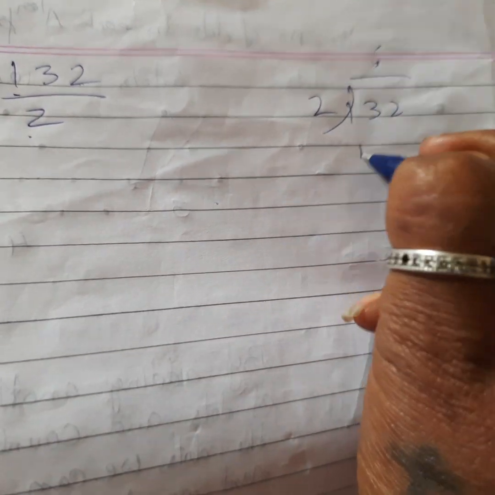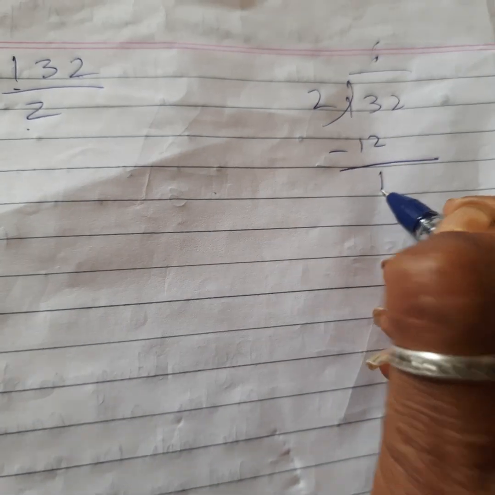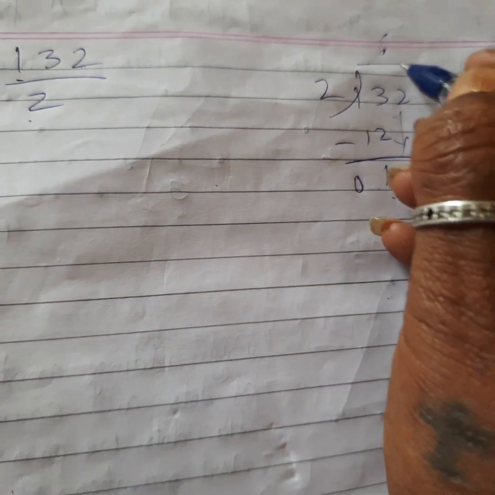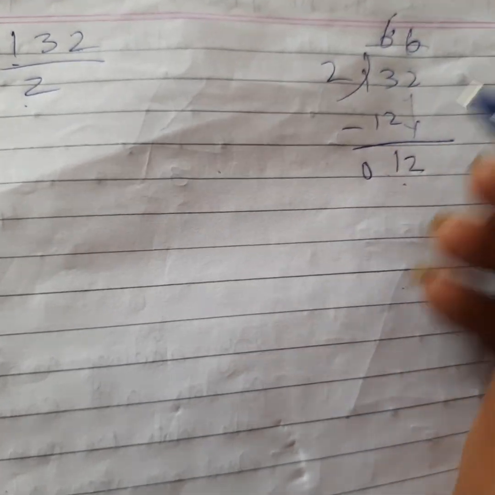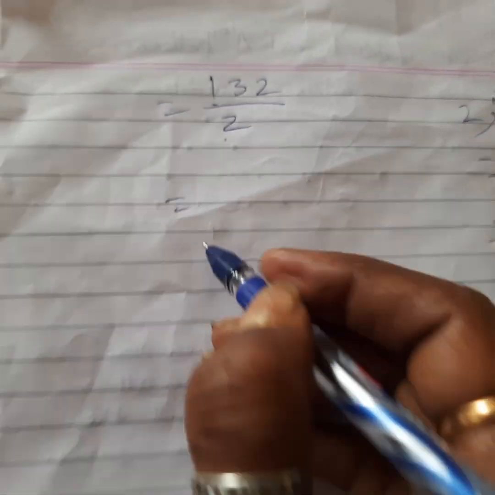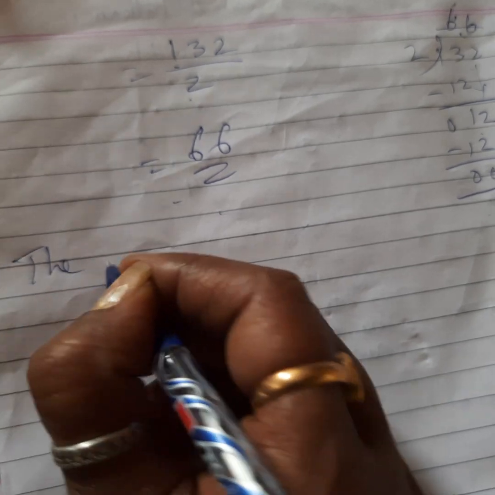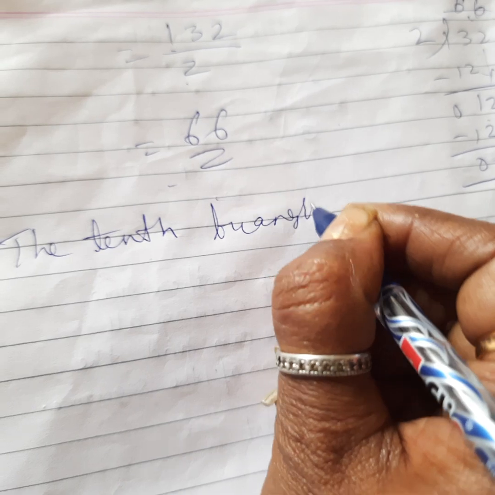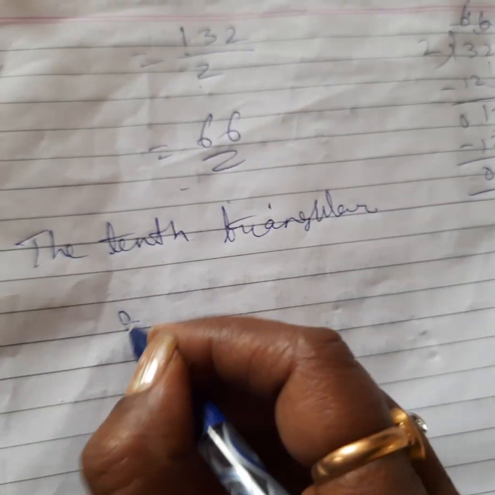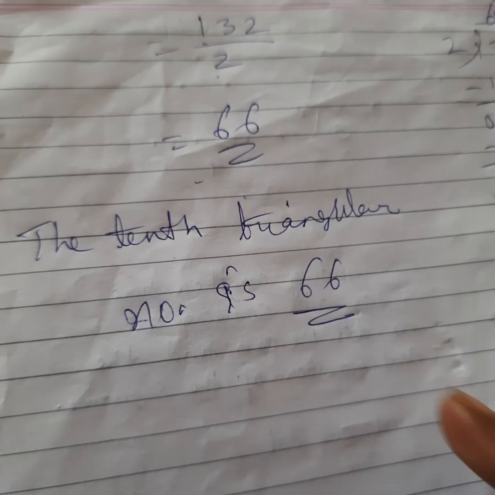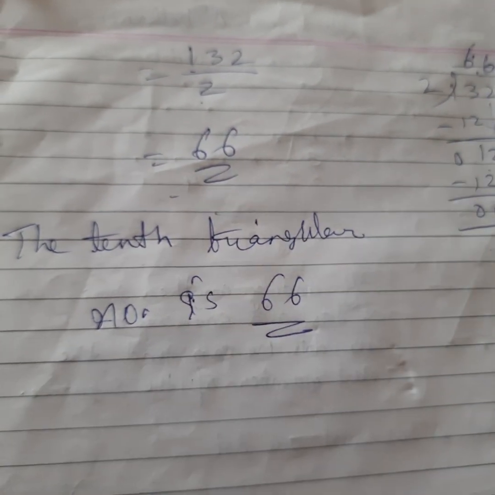2 6 are 12. 1 is 3 minus 2 is 1, 0. 2 is brought down, so 12 again. 2 6 are 12. Okay, so what did I get, children? 66. That means the 10th triangular number is 66. Hope you all have understood, children.